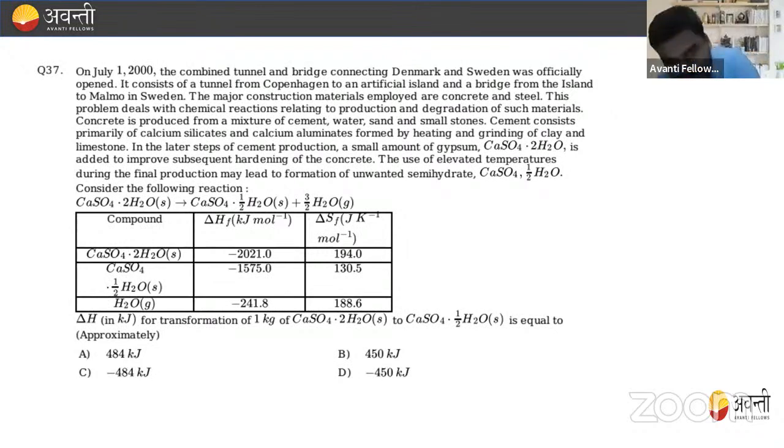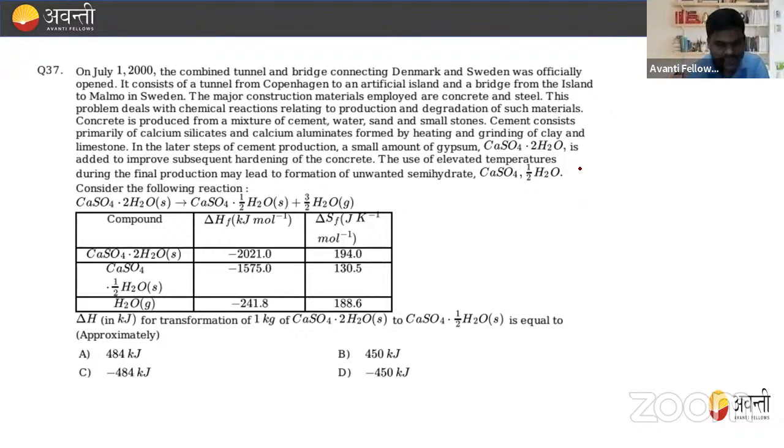So this is the statement type of question. In this question, consider the equation: calcium sulfate dihydrate gives calcium sulfate hemihydrate plus 3 by 2 H2O. Here the compounds are given, and the enthalpy of formation is also given, that is this and this. Delta H is in kilojoule, and for the transformation of 1 kilogram of calcium sulfate dihydrate to calcium sulfate hemihydrate, the value is approximately what you have to calculate.